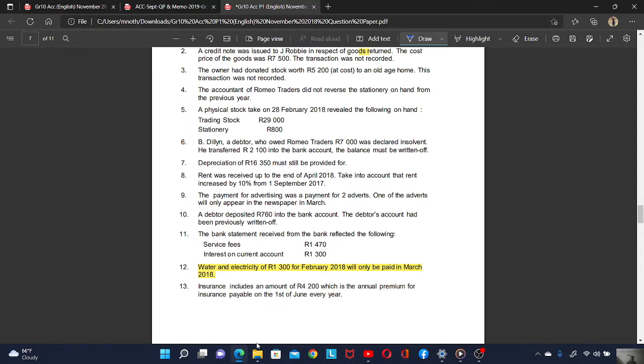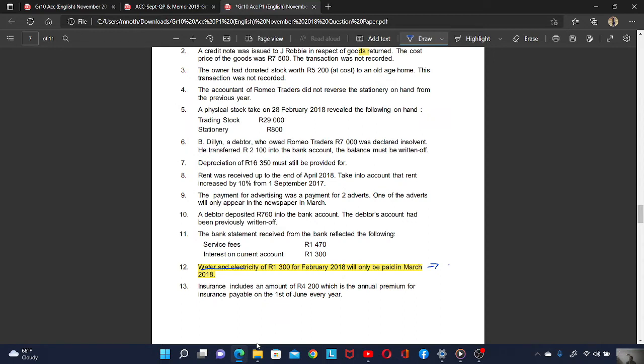Once they say that it is due, or they say not yet paid, or they say outstanding, if they are talking about their expenses. If they are saying it's still due, or not yet paid, or is still outstanding, that is an accrued expense.